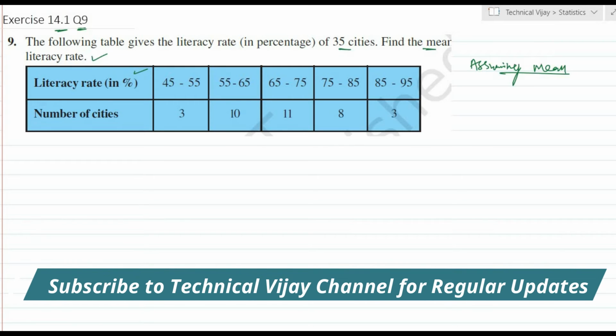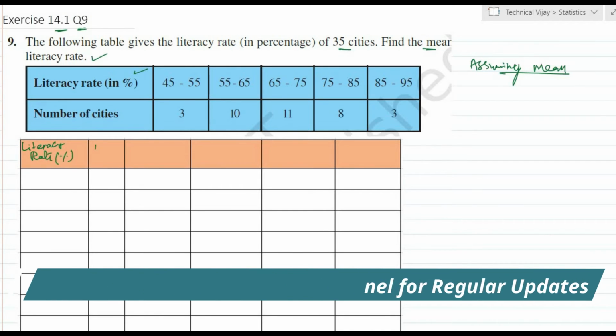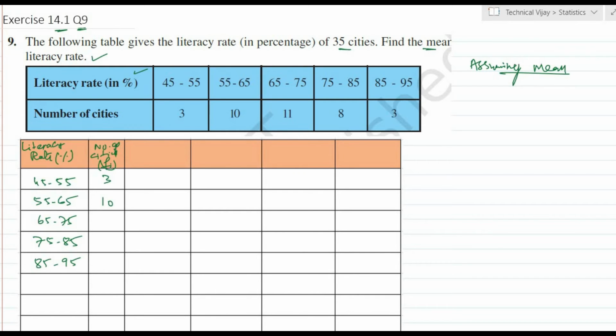So now I will put a table here. Here literacy rate, literacy in percentage. Here number of cities, that is equal to fi. Here I will write 45 to 55 percentage, 55 to 65 percentage, 65 to 75 percentage, 75 to 85 and 85 to 95. And here number of cities, that is equal to 3, 10, 11, 8, 3.